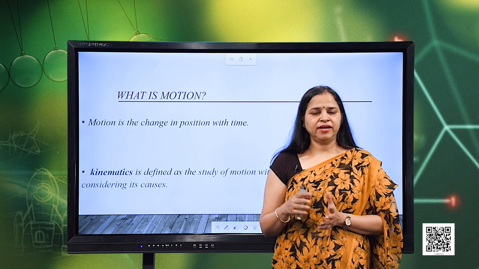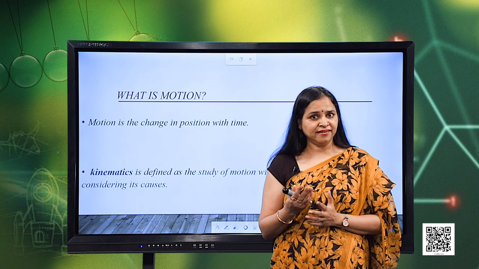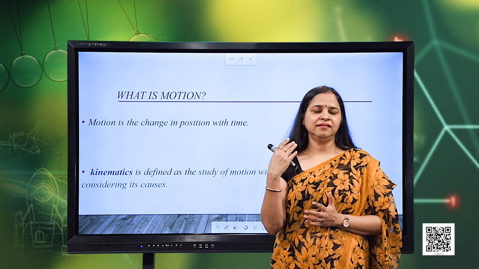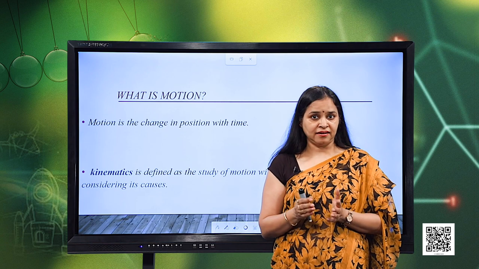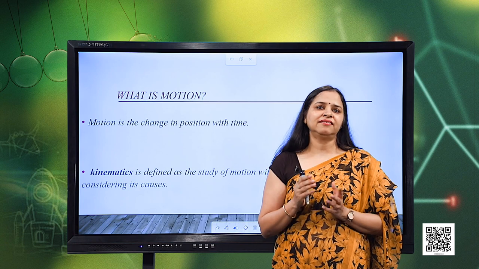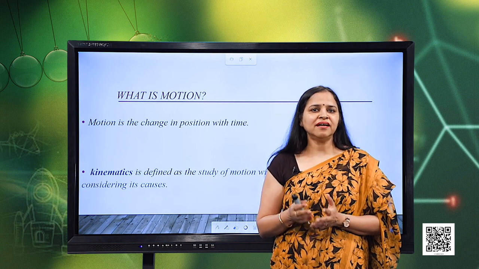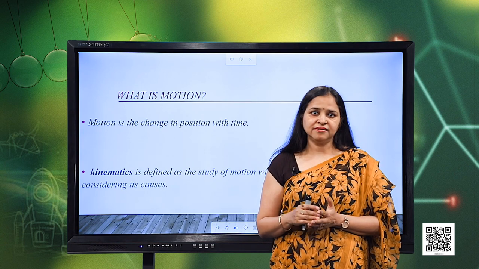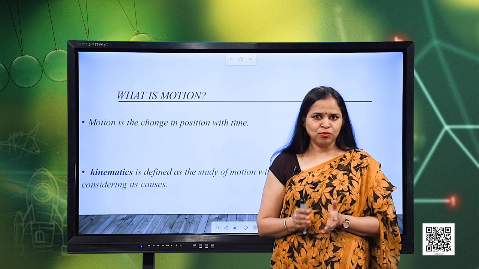Even we know we have the day and night. So the earth is rotating around its own axis. That is also motion. The earth revolves around the sun in 1 year, and that is also, we can say, the earth is in motion. Even the sun, which we consider to be at rest, is continuously in motion in its own galaxy. So these are some examples according to which we can consider that all the things around us are actually in motion.